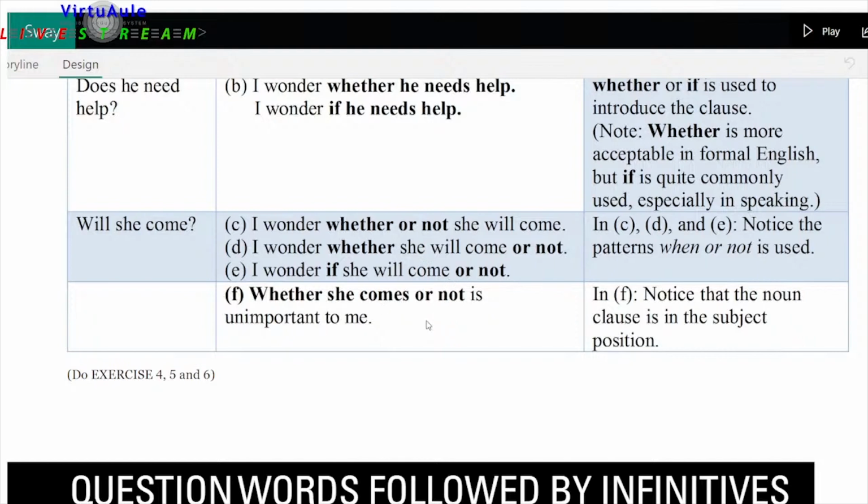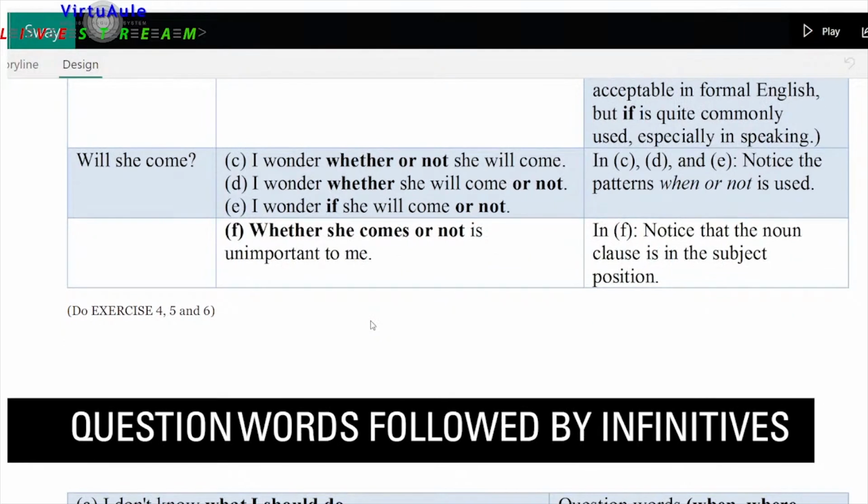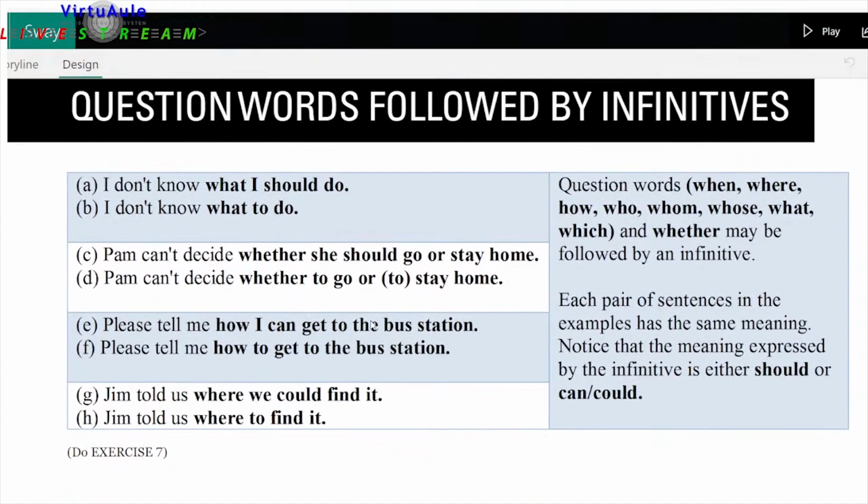Whether or not she comes is unimportant to me. Okay, here we have the noun clause in the subject position. Whether or not she comes is the subject of this sentence. Is the main verb, and whether she comes is a noun clause, subject verb dependent clause. Let's look at some question words followed by infinitives. I don't know what I should do. B, I don't know what to do. Okay, this is an alternative.